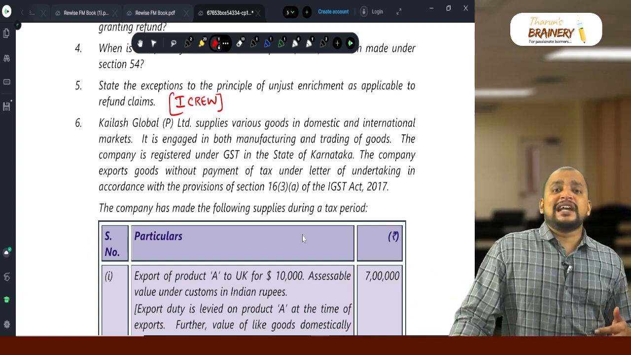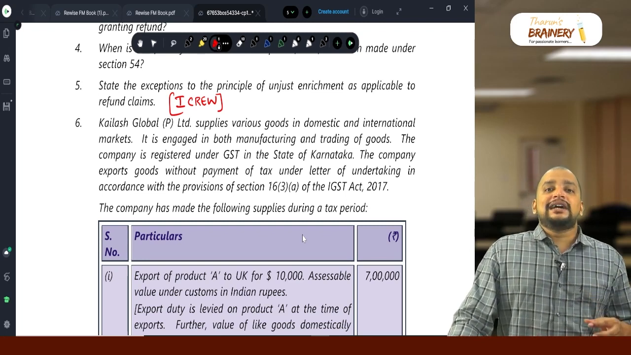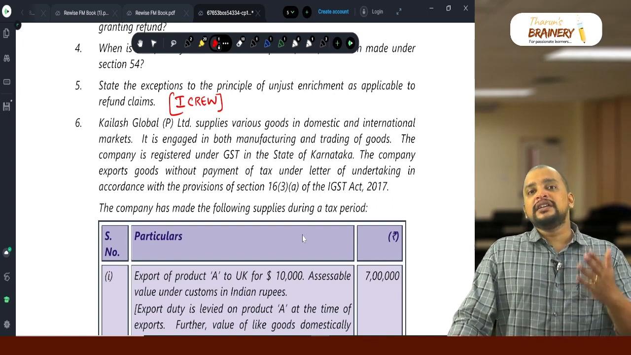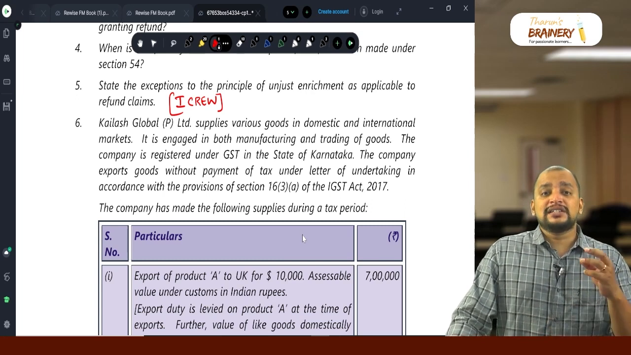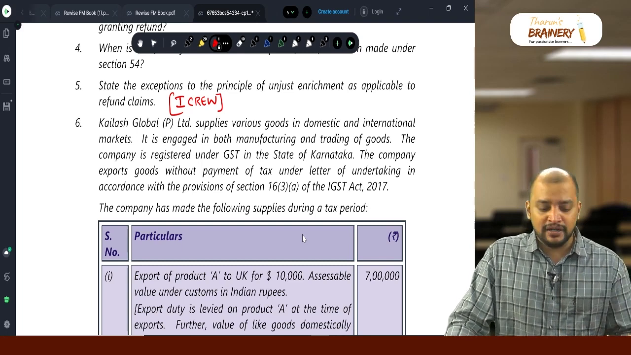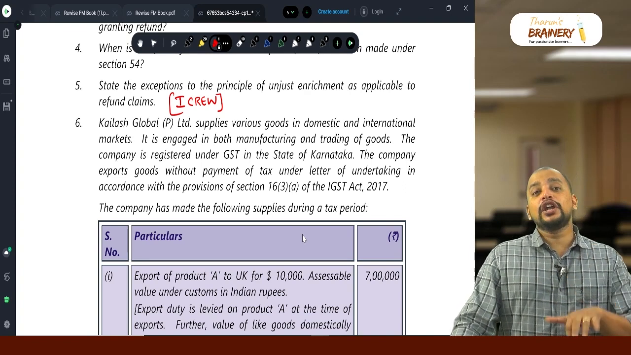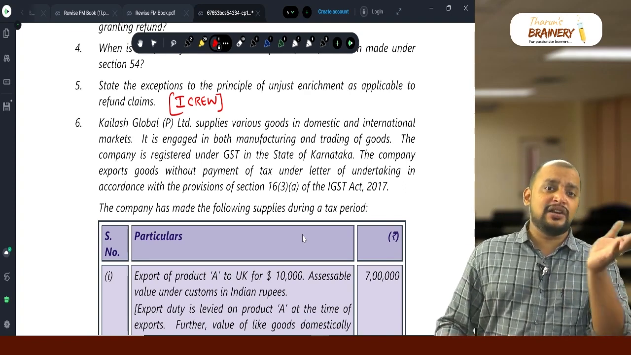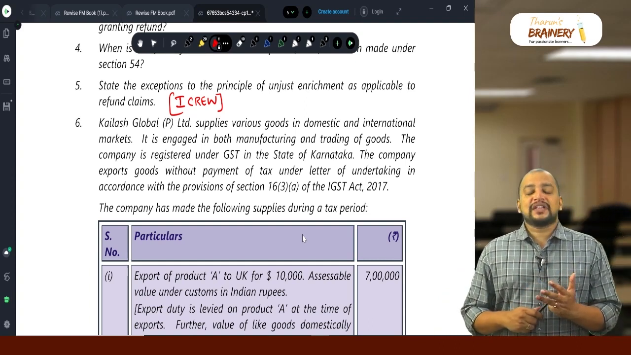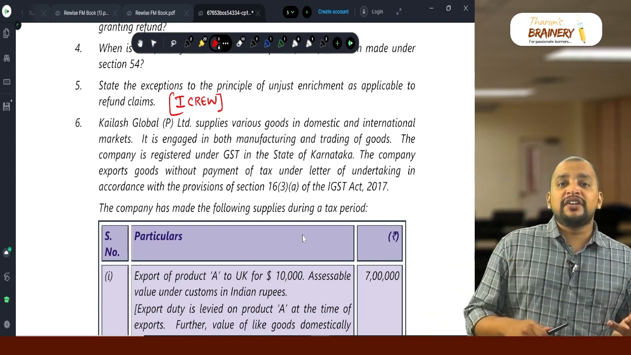For that, if the ITC claim does not exceed 2 lakh rupees in the application, then that can be through a declaration, self-declaration. If the ITC claim exceeds 2 lakhs, that should be through a certificate from a chartered accountant or a cost accountant. So that's how we need to make the application for refund. Now there are 5 cases where no need to prove unjust enrichment, meaning neither declaration nor CA/CMA certificate is required. What are they? I for ITC refund, and C for refund from the cash ledger.